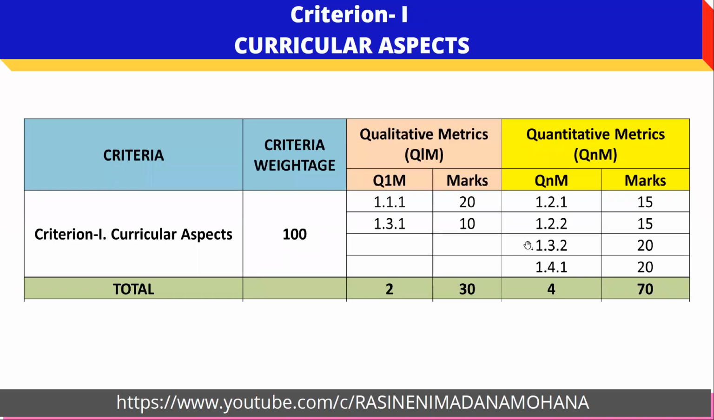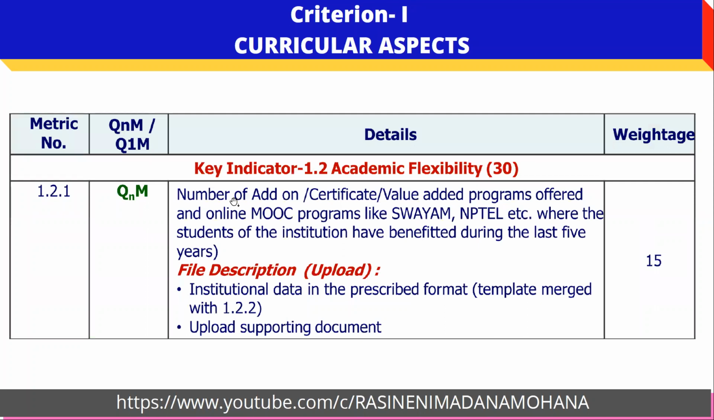So let us see again at a glance. The 4 quantitative metrics are 1.2.1, 1.2.2, 1.3.2, 1.4.1, with their weightages. Total 70 points are there among all the 4 quantitative metrics. Now let us see one by one. The first one is 1.2.1. A quantitative metric is denoted with QnM, whereas QlM is qualitative. So key indicator 1.2, academic flexibility, has total weightage 30. Earlier one qualitative metric was included, but here the first one itself is a quantitative metric. Others also you can see.